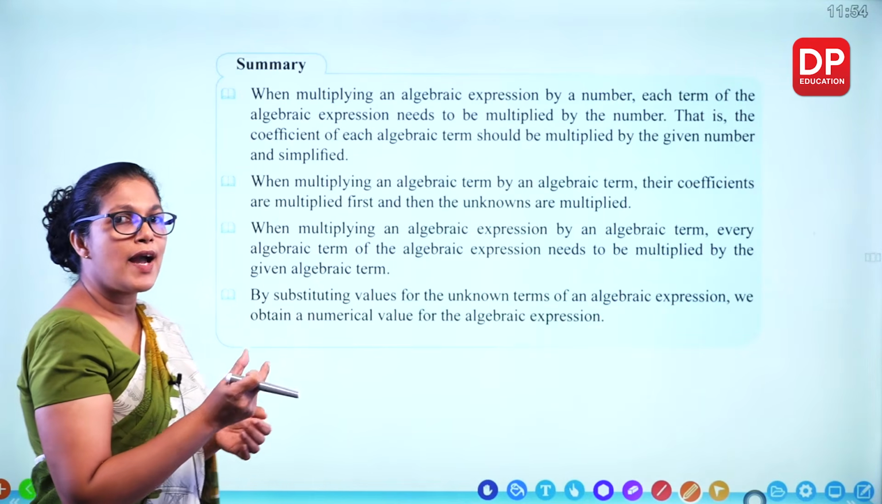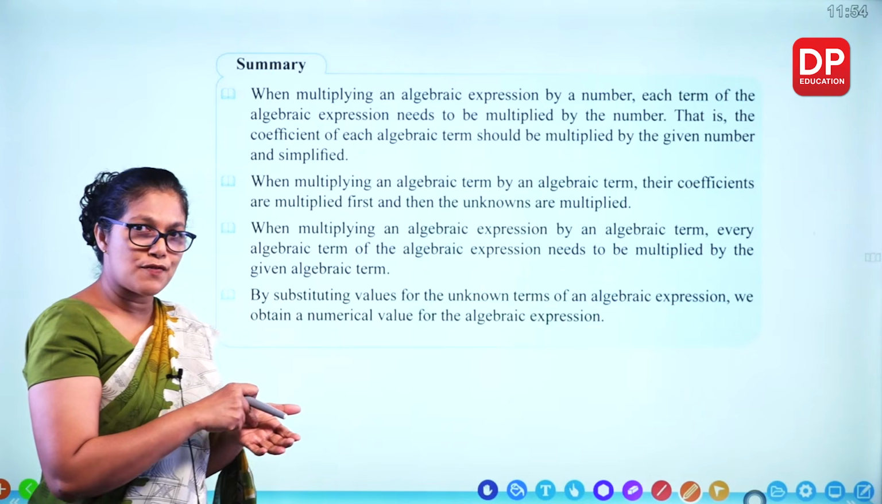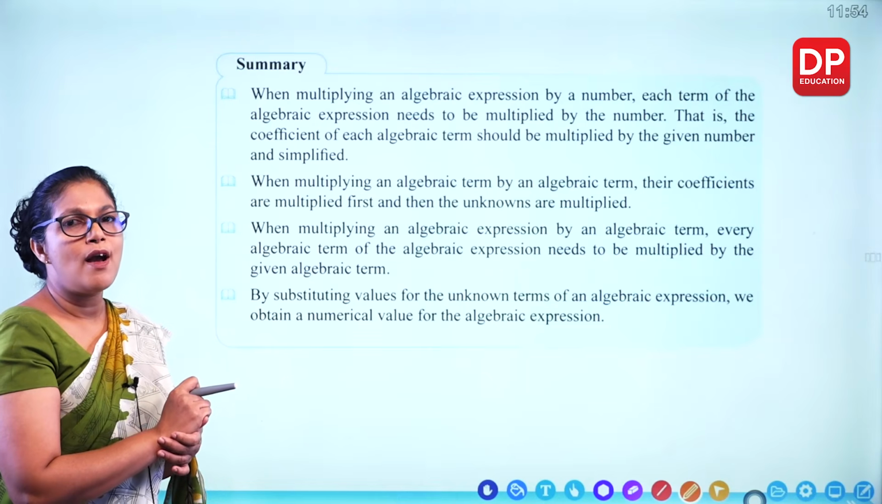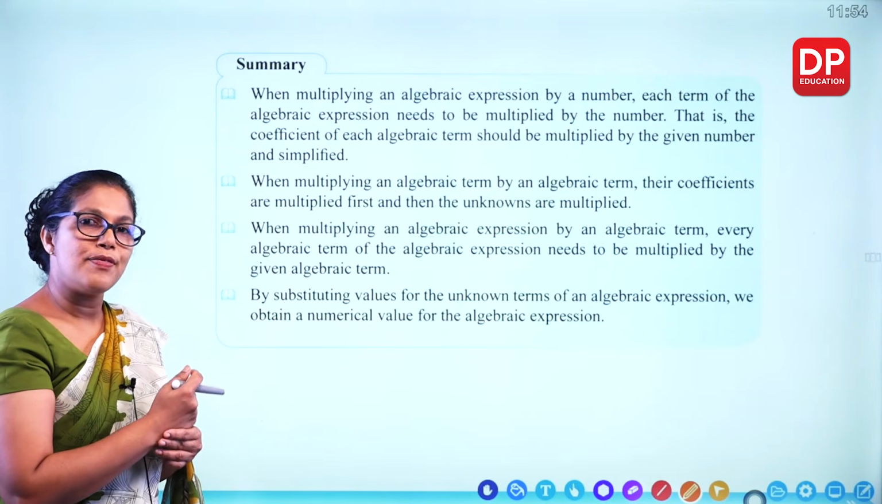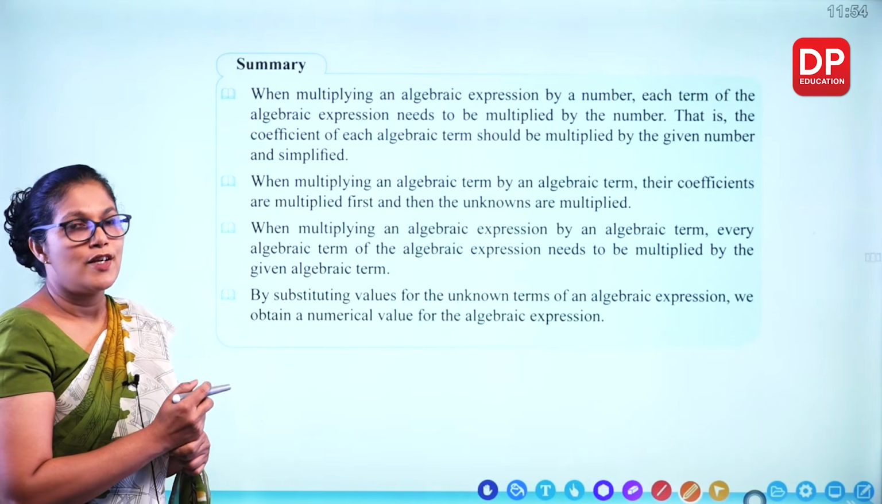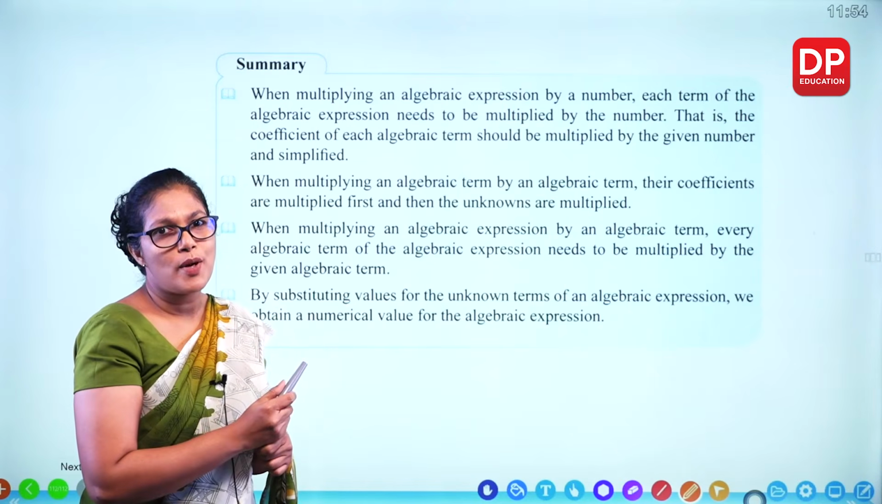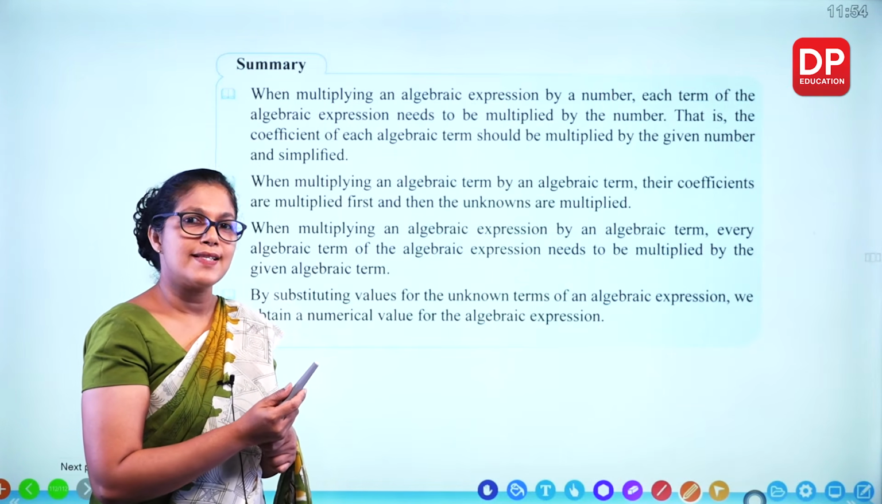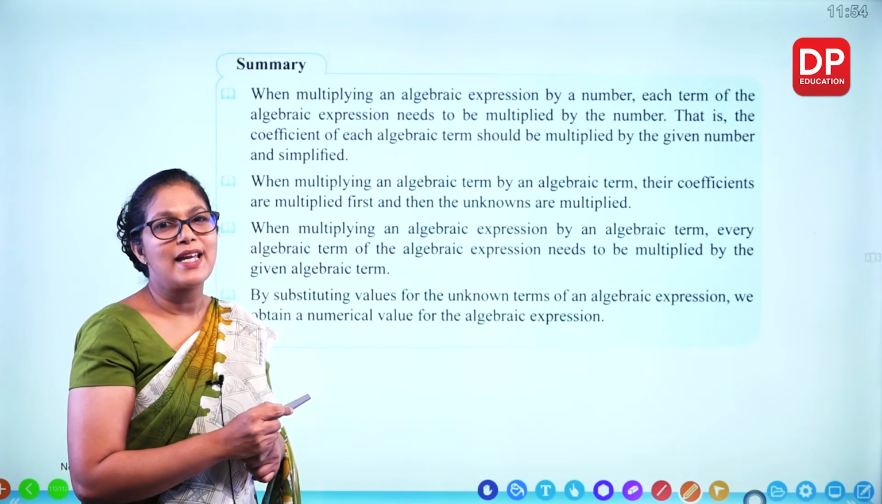So when you are simplifying, either you can simplify brackets first and then multiply, or expand brackets and then substitute the values. So practice all these questions, examples and exercise, and be thorough with algebraic expressions.